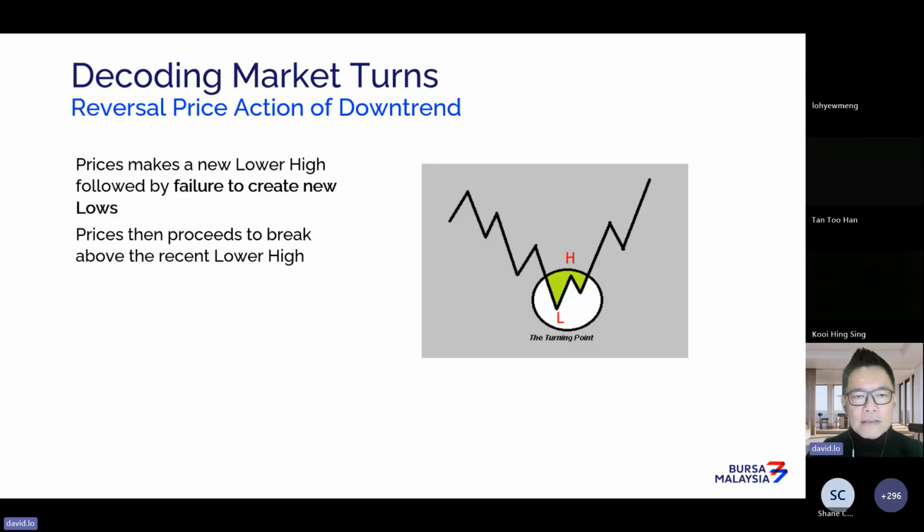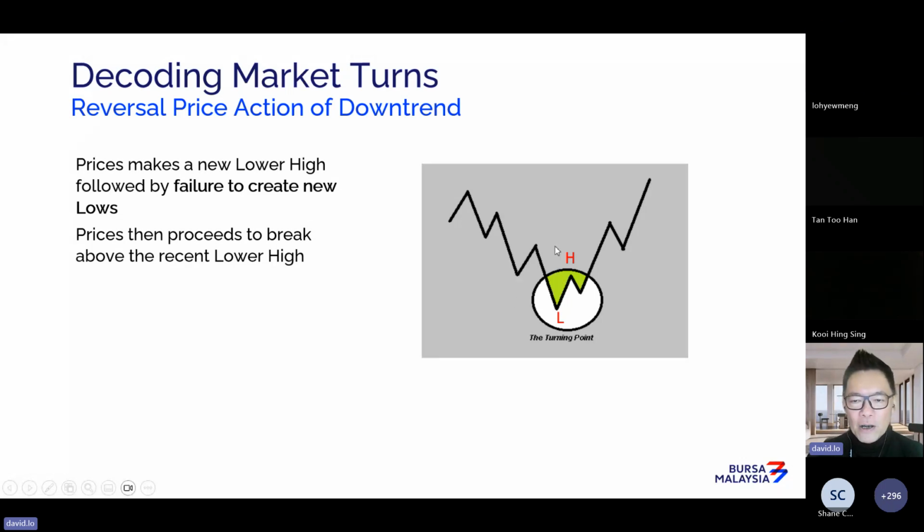Okay, reversal of a downtrend, and this is very important. If a particular stock or market has gone through a downtrend, right? So the big question, of course, is when is this market going to turn? Some of you and some of your clients maybe have been holding the stock for a long time, and when is this stock going to come back, right?